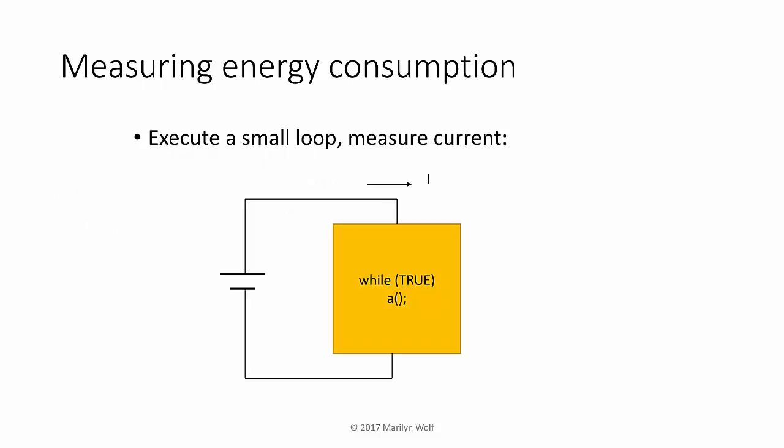We can measure energy consumption using a hardware setup. If we want to measure the energy consumption of the A function, for example, we write a program in which a loop continuously calls A. We then use an ammeter through the CPU to measure the current flowing through that CPU. That indicates the amount of current used to execute that function, of course with the overhead of the loop.